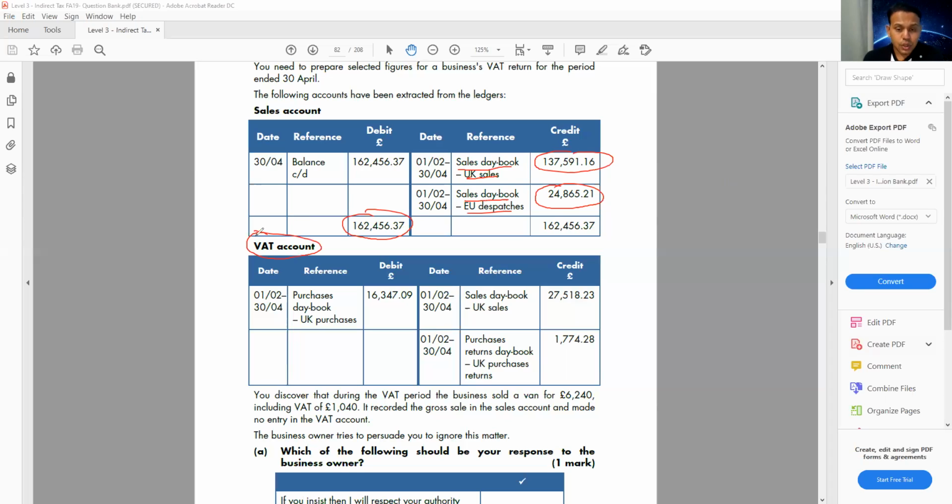On the VAT account, what we have here is VAT from the UK sale, and we have the purchase return daybook, so all the UK purchase returns, and the purchase daybook. So that's my UK purchase, that's my actual input VAT. That's my purchase return, and that's my UK sale.